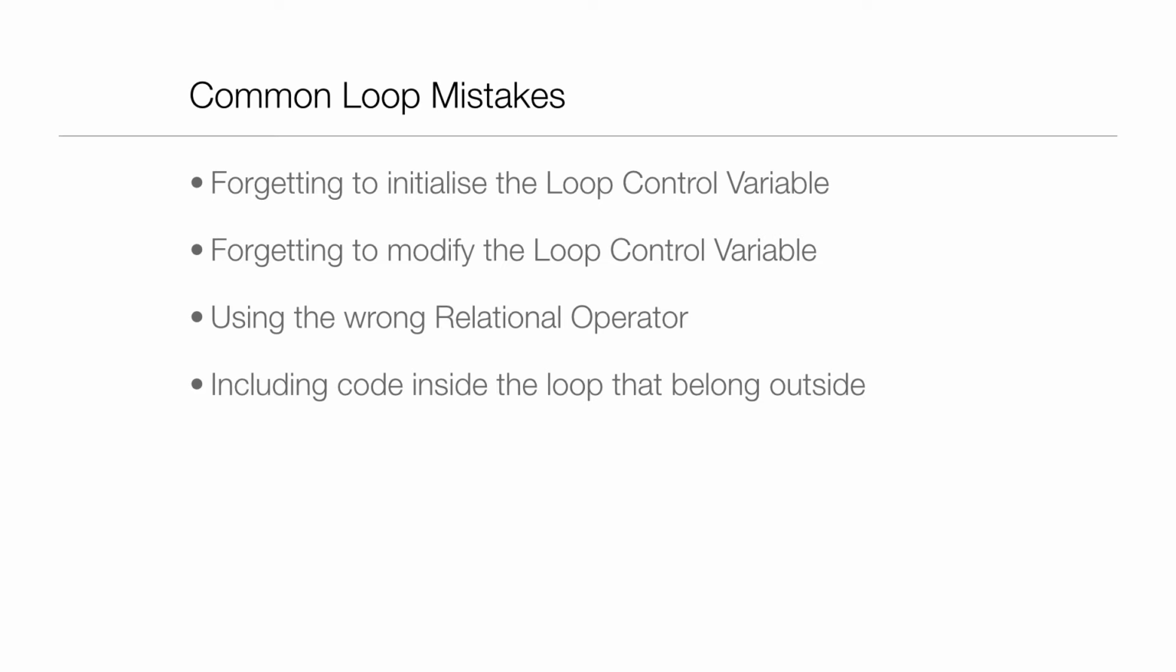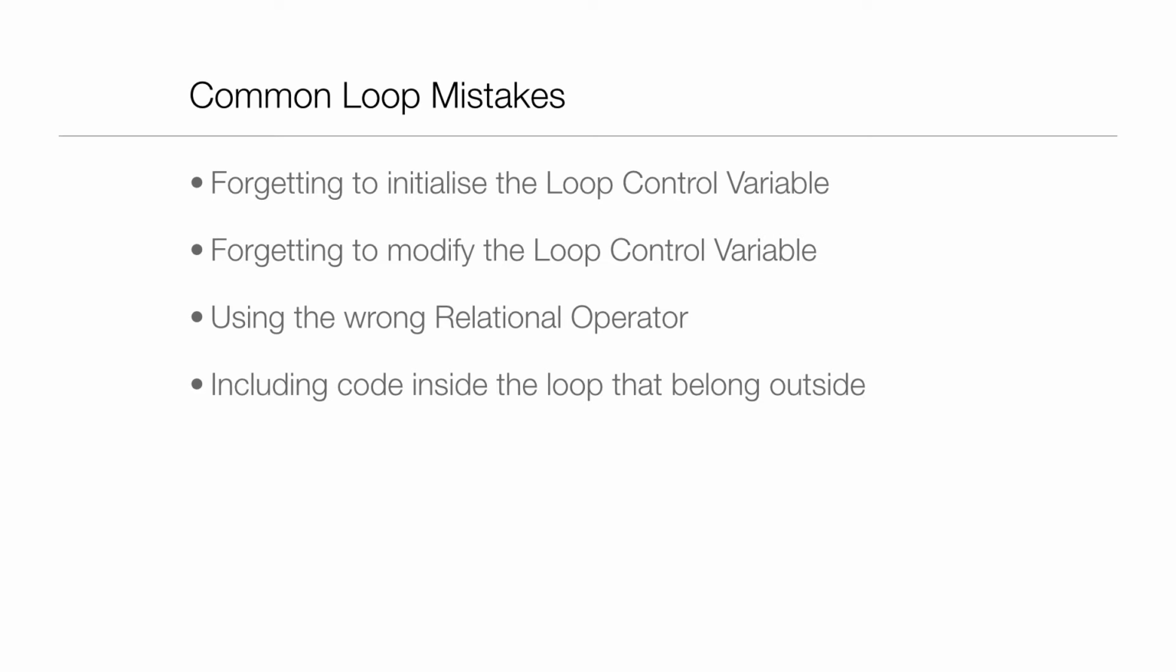So, common loop mistakes. These 4 things come up regularly, and so don't feel bad if it does happen to you. It's a normal thing to get used to. Forgetting to initialize the loop control variable, mainly that's for whiles and do whiles. For loops, it's kind of hard to miss that, but it can happen. Forgetting to modify the loop control variable, again, whiles and do whiles. For loops, you might forget to modify it, or you don't modify it in the right way.